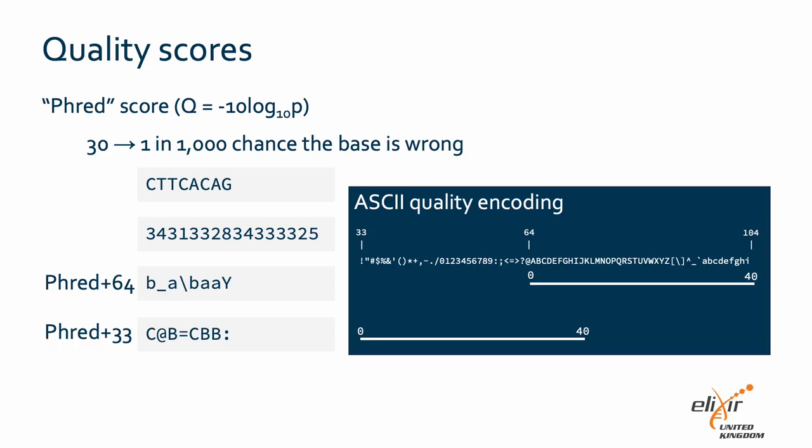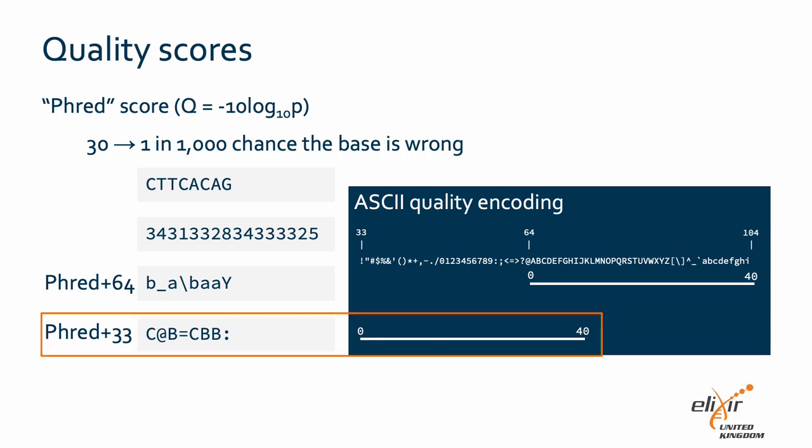The solution was to encode quality using the ASCII character coding system, starting either at the 64th character, the @ symbol, or at the 33rd character, the exclamation mark. In both cases, a single character is used to represent a Phred score and can be clearly associated with the base it describes. Most modern sequencing data uses Phred 33, but care must be taken, as a capital J in Phred 33 is a 1 in 10,000 chance the base is wrong, but is 1 in 10 with Phred 64.